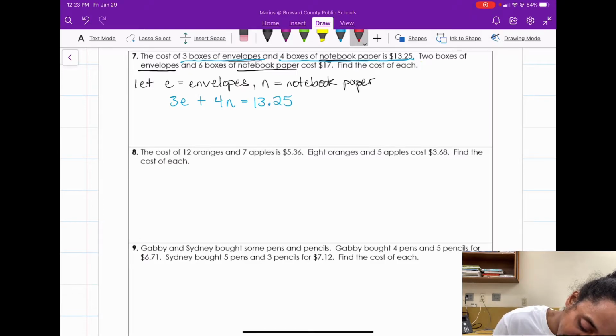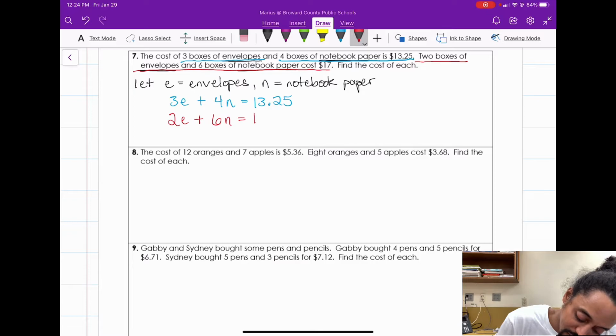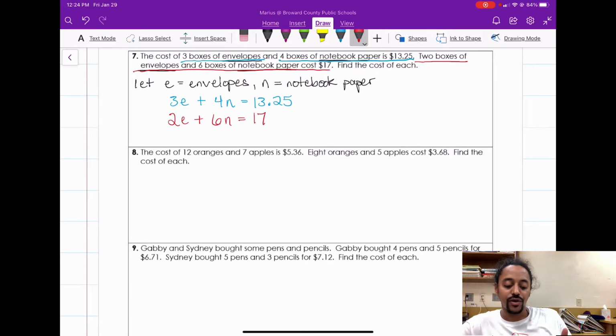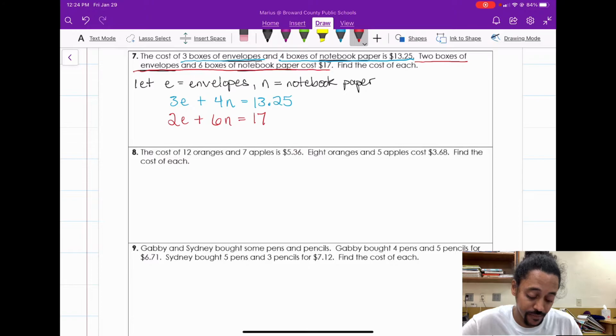Now, the second equation is gonna say 2E and 6N equals 17. So 2E and 6N equals 17. And then we would go ahead and solve our system to figure out how much the boxes of envelopes cost versus how much the boxes of notebook paper cost, okay?